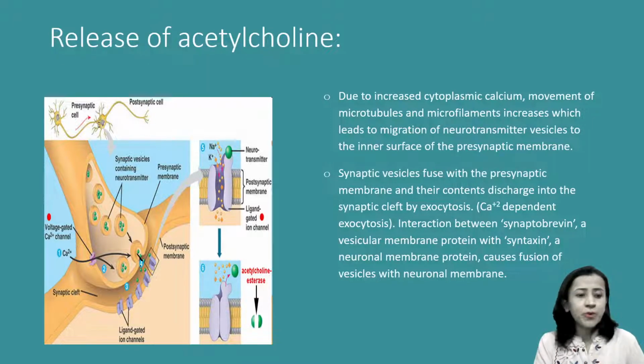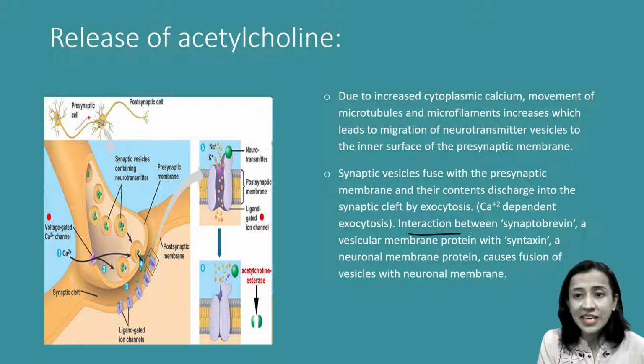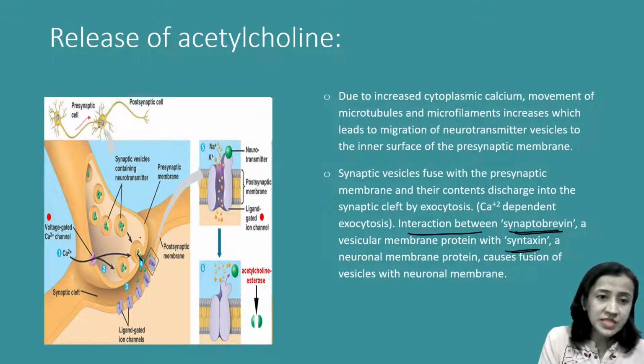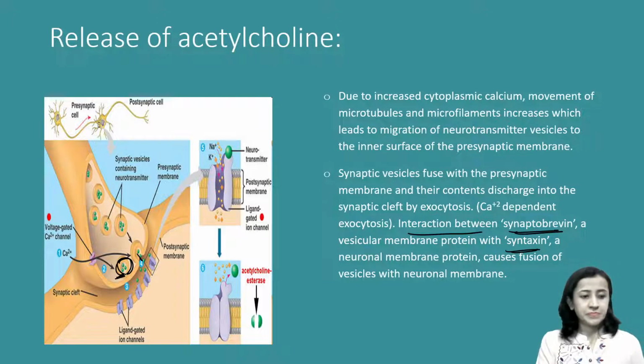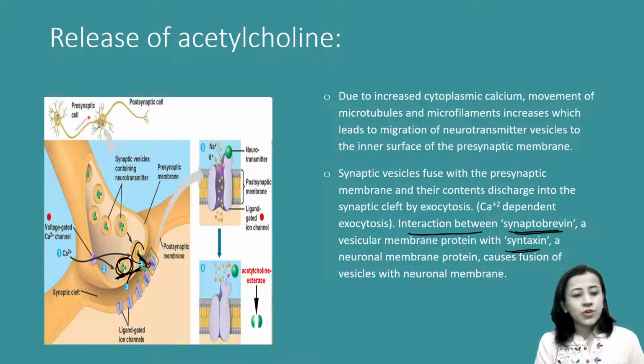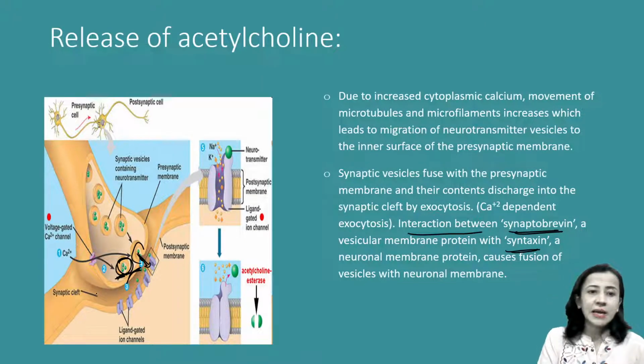exocytosis of acetylcholine. A very important thing you have to remember here is the interaction between synaptobrevin and syntaxin. What is synaptobrevin? Synaptobrevin is a protein present in the synaptic vesicle. And syntaxin is a protein present in the neuronal membrane. So because of the interaction between synaptobrevin present in the vesicle and syntaxin at the neuronal membrane, this vesicle gets fused with the neuronal membrane, and then it causes exocytosis of acetylcholine into the synaptic cleft.